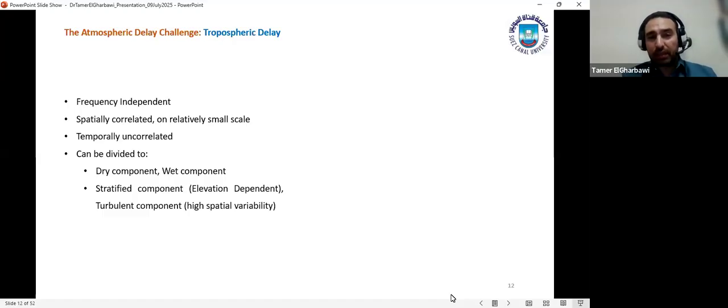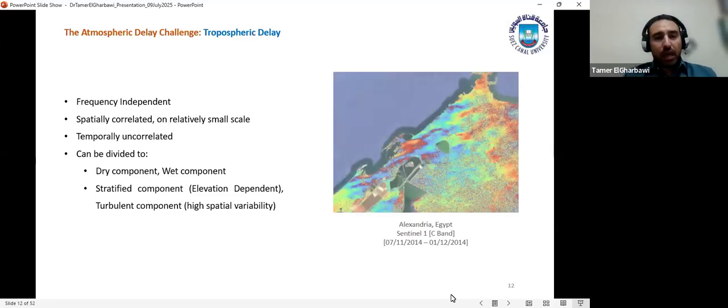We need to study this tropospheric delay effectively in order to get reliable deformation from the InSAR signals. It mainly has a spatially correlated component and a temporally uncorrelated component. This is the main characteristic of the atmospheric delay. So this is Alexandria in Egypt. As we can see here, this is Sentinel-1 C band.